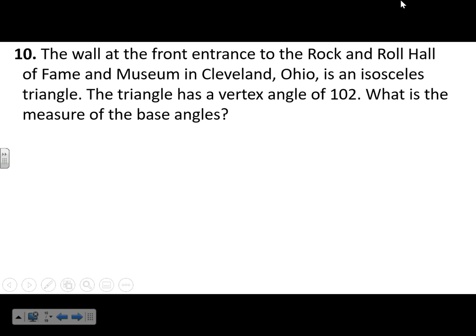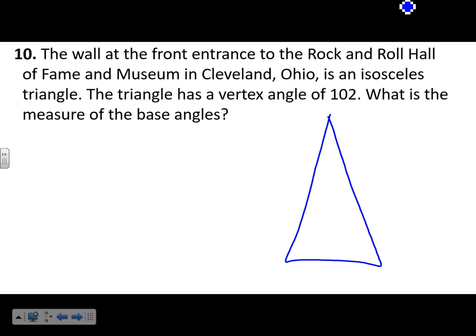The wall at the front entrance of the Rock and Roll Hall of Fame and Museum in Cleveland, Ohio is an isosceles triangle. Draw a picture of an isosceles triangle. The vertex angle is 102. What is the measure of the base angle? So again, these base angles, since it's isosceles, are the same. So if I call it x, it's got to be x over here.